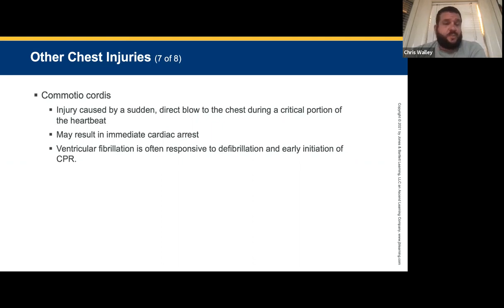These are more commonly associated with sports injuries, but should be suspected in all cases where a person is unconscious and unresponsive after a chest blow. Football injuries are the ones where you're going to see this. If they take a wild, crazy hit, y'all know what I'm talking about, that just makes them look like a teddy bear. They fold them up. So when that happens, we want to suspect commotio cordis, because they're going to be unresponsive. And as soon as you check for a pulse, you're like, oh God, we've got to break a sweat. We've got to fix this.